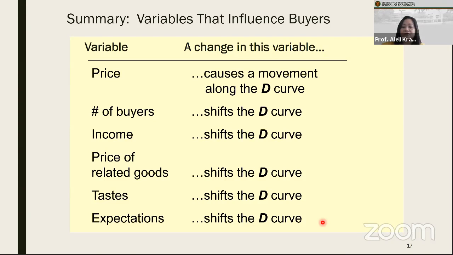So what's the rule of thumb to help you remember whether the curve shifts? If the variable causing demand to change is measured on one of the axes, you move along the curve. If you recall, when we plotted the demand curve, the price was on one of the axes. So whenever there's a change in price, that would just be represented as a move along the demand curve. If the variable that's causing demand to change is not measured on either axis, then the curve shifts. So that's a handy thing to remember.